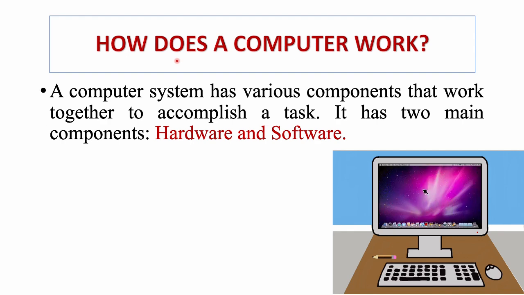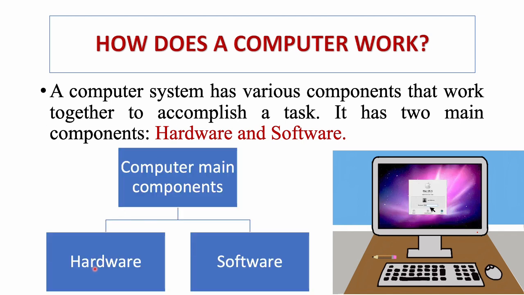A computer system works by combining different components that accomplish tasks. It consists of hardware and software. Hardware is the physical parts you can touch, as you see here in the picture. And software is the instructions that tell hardware what to do. Both are essential for the computer to function. As we see here in the diagram, the main component of computer is divided into two categories: hardware and software.